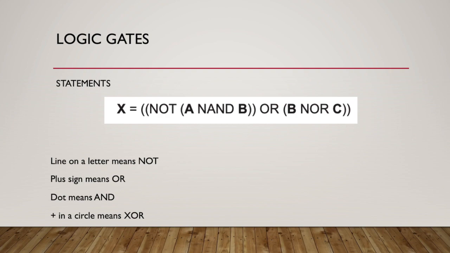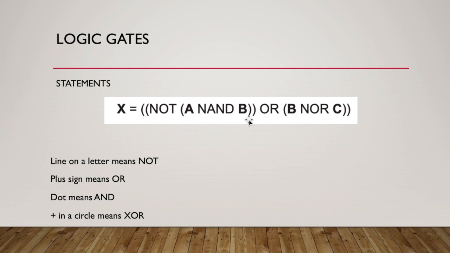This is what statements look like. They might also have the symbols, okay? If it has a line on top of A, that means not, instead of having the not. The plus sign means or, confusingly, but that's just because of how binary addition works. The dot means and, plus in a circle means XOR, okay? So you will almost certainly see it like this, but if you've learned to write it in symbols, then you can use the symbols. So for example, this says X equals not A NAND B or B nor C.